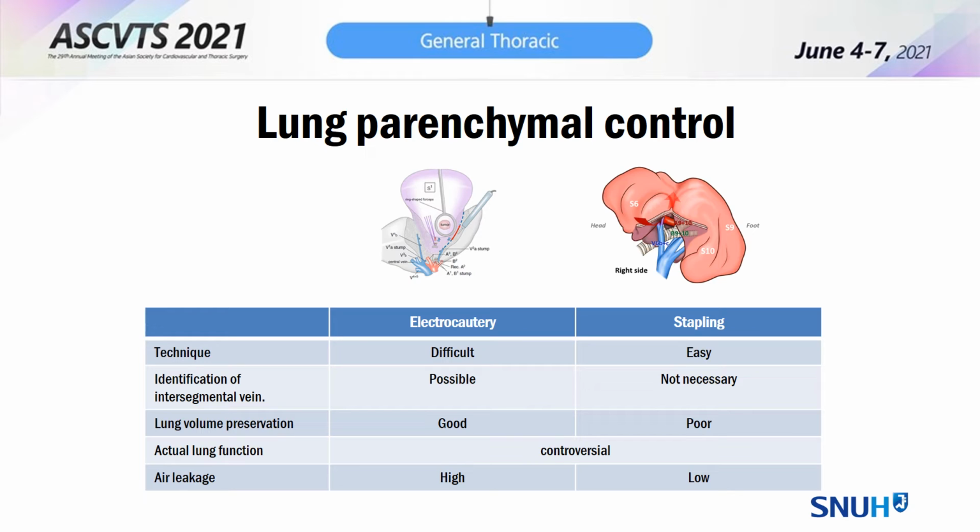However, the most important complication of electrocautery is a high rate of air leakage. So sometimes we can see a very high rate of pulmonary complications after electrocautery.